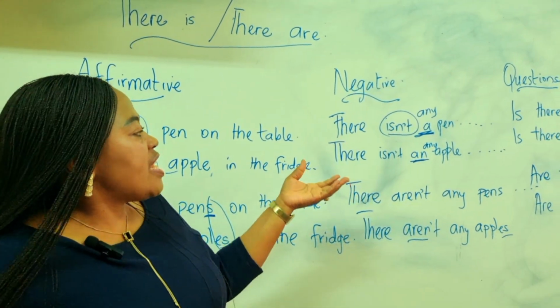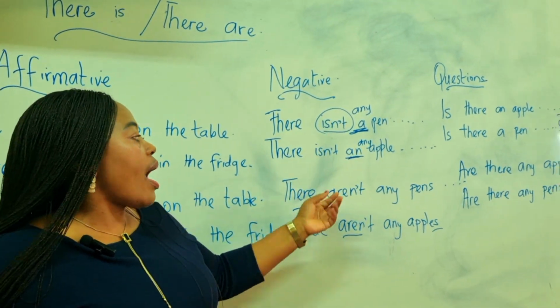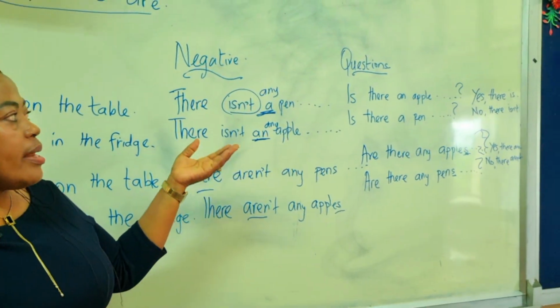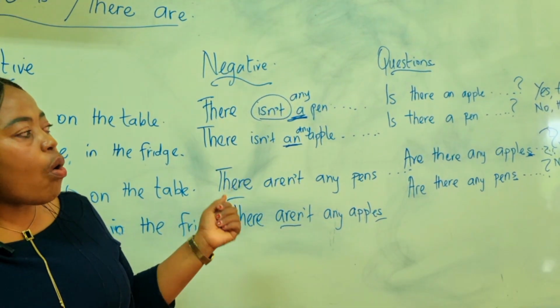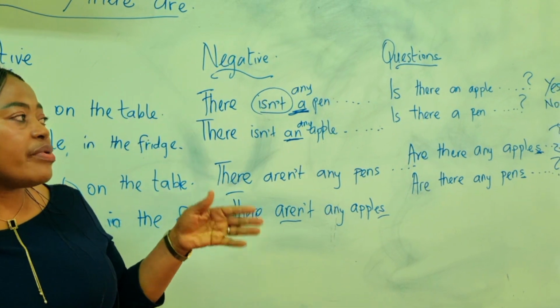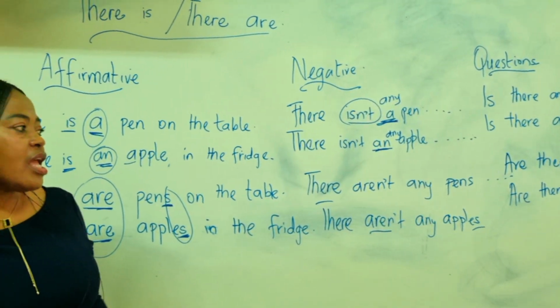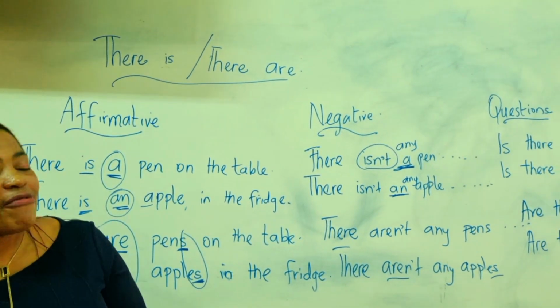And for negative, it's the same. You use isn't or aren't. And the questions, is there or are there. And the short answers, yes, there is, no, there isn't, or yes, there are, no, there aren't. So that is the little thing I have for you today.